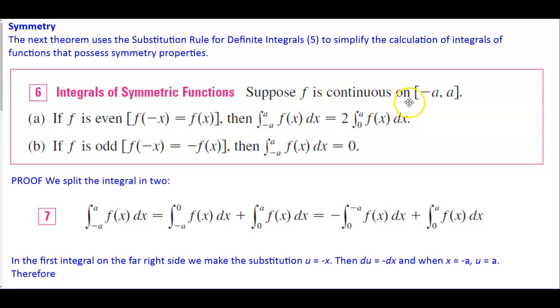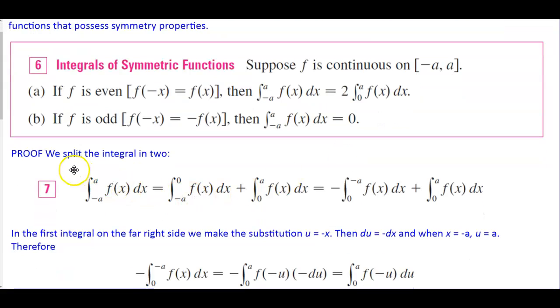Suppose f is continuous on the closed interval from negative a to a. For part A, if f is even, meaning f of negative x is equal to f of x, then the integral from negative a to a of f of x dx is equal to 2 times the integral from 0 to a of f of x dx. If f is odd, meaning f of negative x is equal to negative f of x, then the integral from negative a to a of f of x dx is equal to 0.